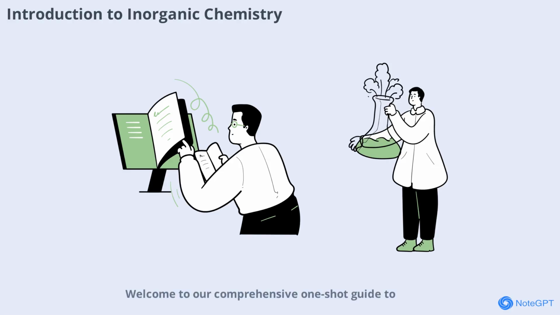Welcome to our comprehensive one-shot guide to inorganic chemistry for class 11 and 12. Inorganic chemistry is a branch of chemistry that deals with the properties and behavior of inorganic compounds. Unlike organic chemistry, which focuses on carbon-containing compounds, inorganic chemistry covers a vast range of elements and their compounds, including metals, nonmetals, and metalloids. In this video, we'll break down the key concepts, important chapters, and must-know facts to help you ace your exams. Let's embark on this journey, starting with the basics and building up to more advanced topics, ensuring you have a solid foundation for your studies.